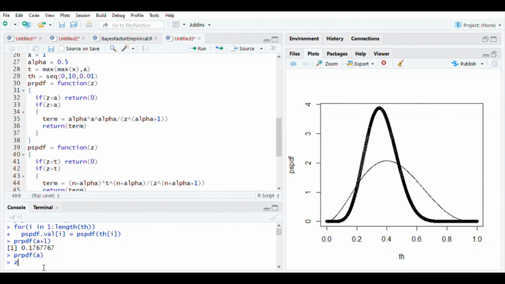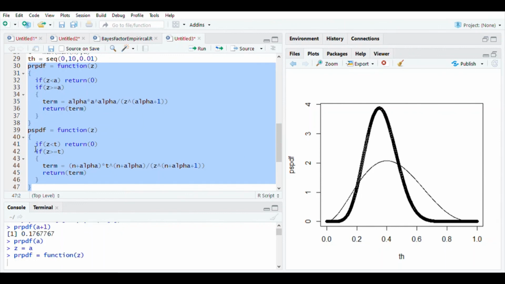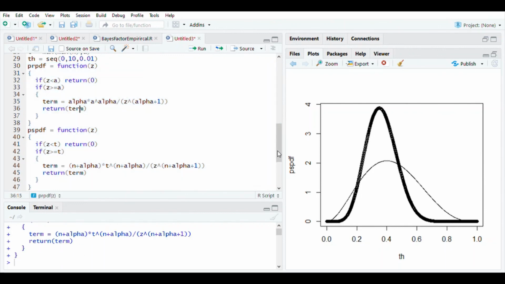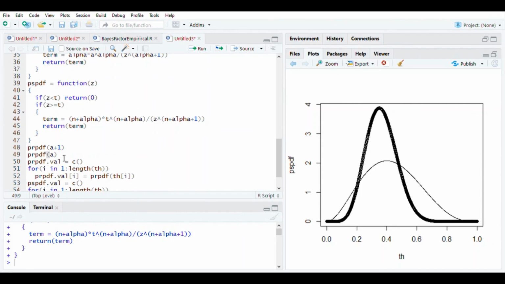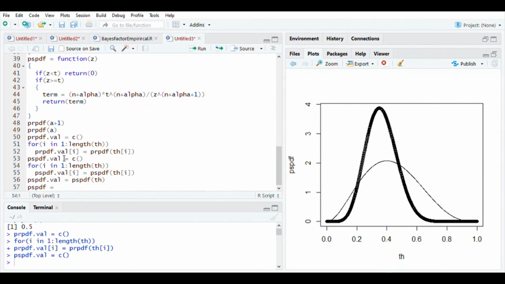Suppose z is equal to a. Because equality we have not included, we should include equality somewhere. So z greater than or equal to a, z greater than or equal to t. So see, this is what we lacked in the definition. So we have now improvised our functions. Let us run them again. Okay, so it has given us values. Now let us see whether this works or not. Okay, it worked. Similarly, here also it is working.